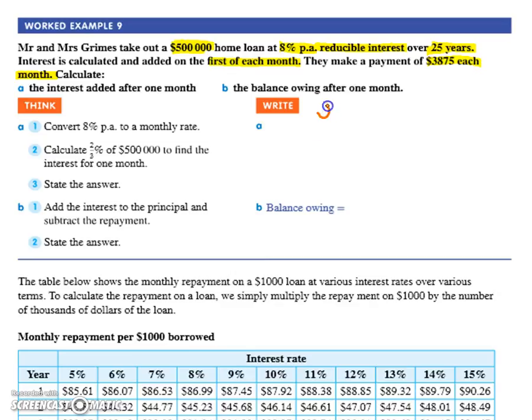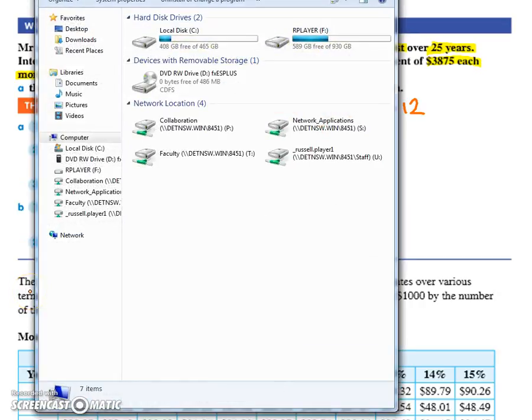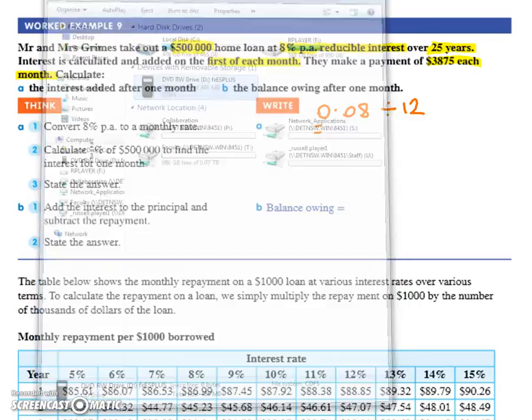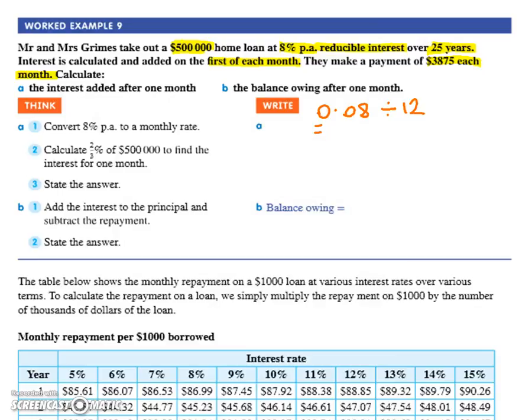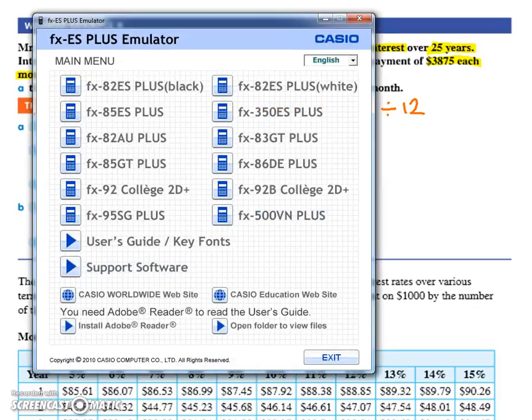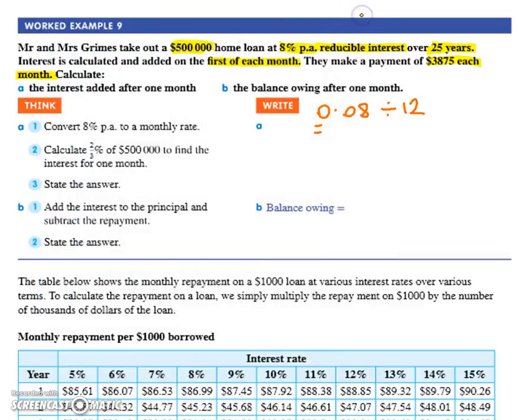All right, so we've got, does anyone know what that is? I'm going to have to start the calculator. I keep closing it because I'm stupid. All right, we're changing this to a monthly rate, please. What's 0.08 divided by 12?